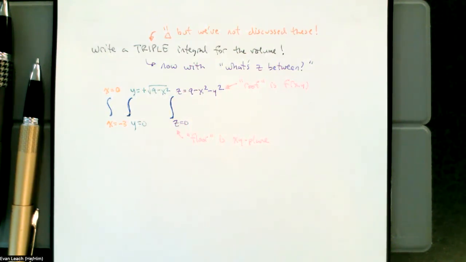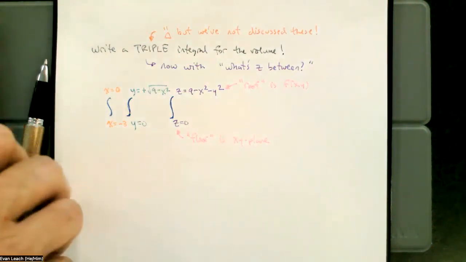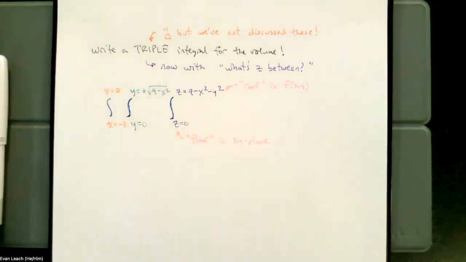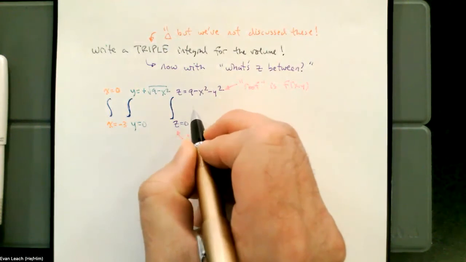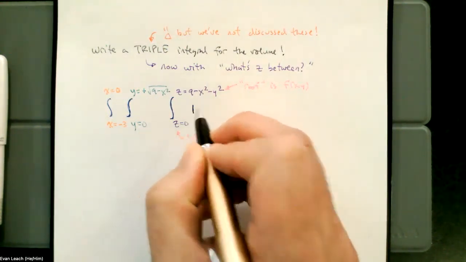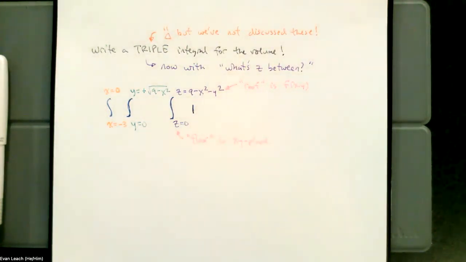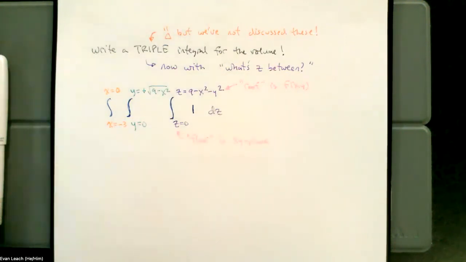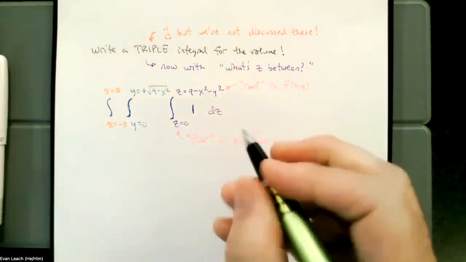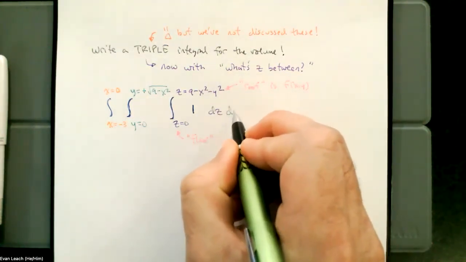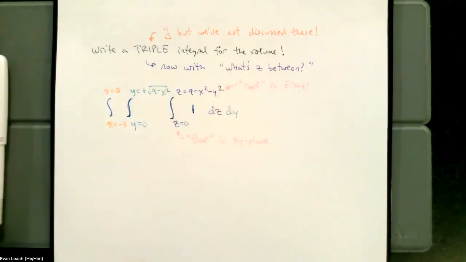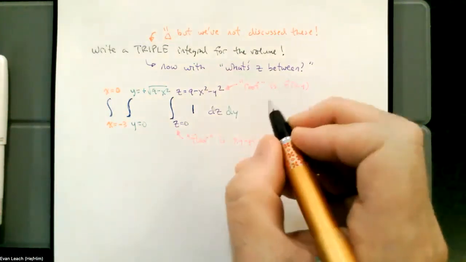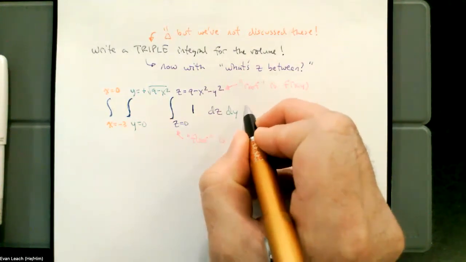Now here's a triple integral. We're going to integrate the unitless function 1 because we're trying to find a volume, and our volume is going to be our height dz, our width dy, and our length dx.